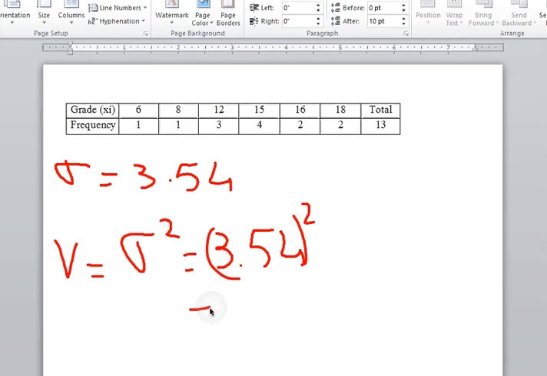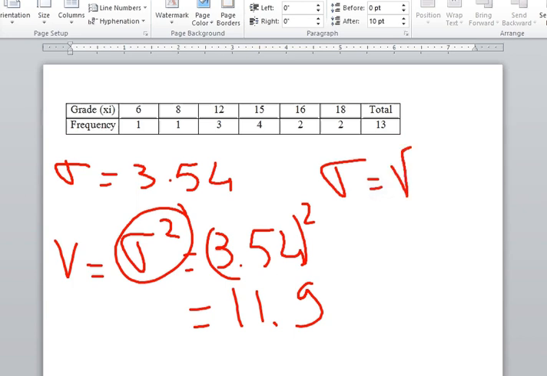So 11.9. Why did I square it? Because we know that sigma, the standard deviation, is the square root of the variance, so the variance is the standard deviation to the power 2. So this is how we find the mean and the standard deviation using your calculator, and once you find the standard deviation you can square it to find the variance.